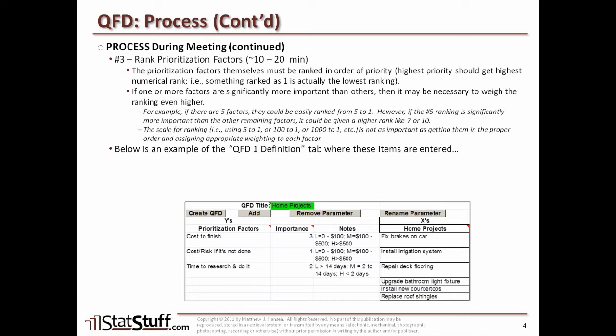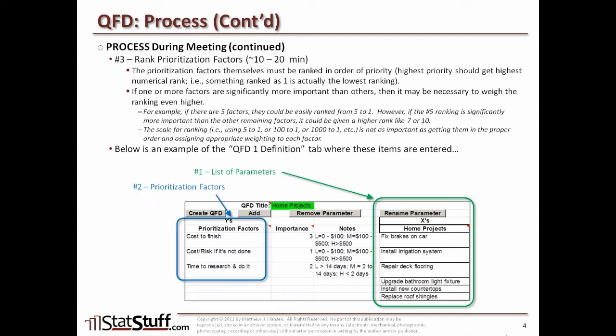So what are the projects themselves? Well, over on the far right-hand side, these are what we said was the first step, the list of parameters, the things you bring as an input into the meeting. This is where you would list all those items in the actual Excel document itself. And again, the second step we said was to identify the prioritization factors, and those are the ones listed on the left-hand side. And the third step was to rank those prioritization factors by level of importance.